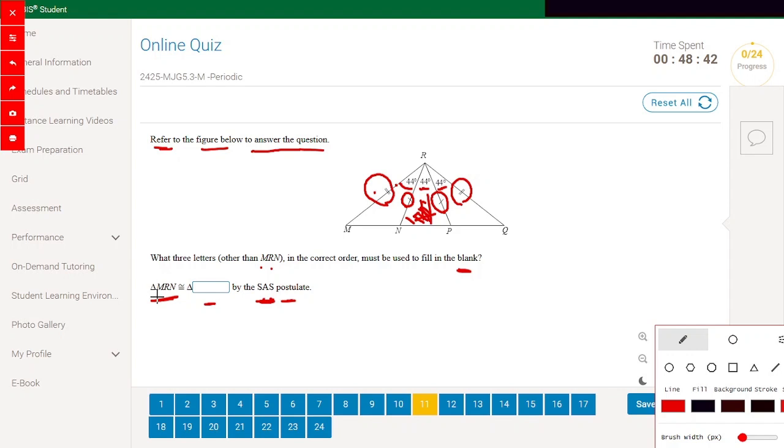Okay, now let's see how we make the order. Now here it's saying MRN. So M will be with Q, so it will be Q. And R, the same as R. And N will be with P. So triangle MRN is congruent with triangle QRB by the SAS postulate, which is side angle side.